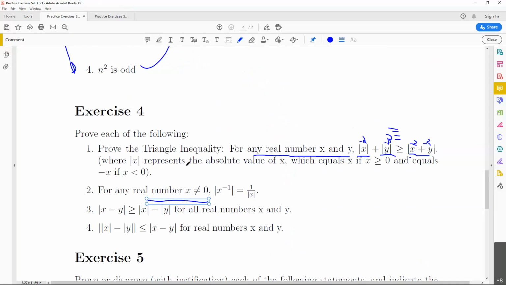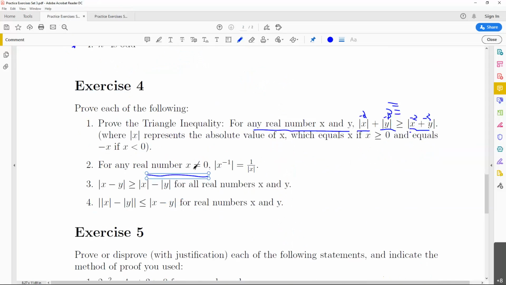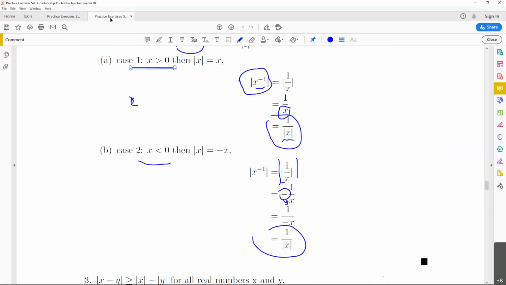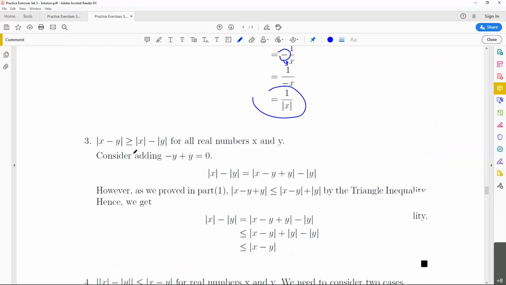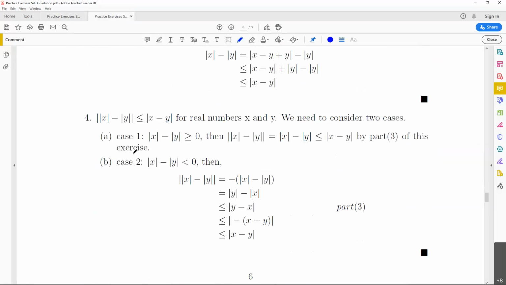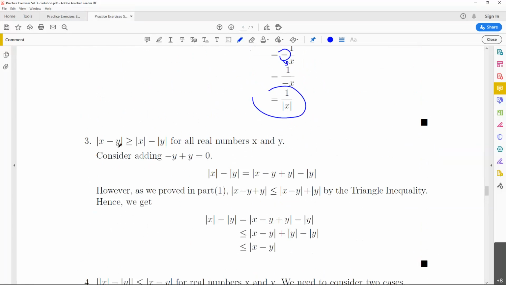Part three and part four. Let's see if they're also very long. Not so much. So let's prove this time that the difference of x minus y is bigger than this, for all real numbers.